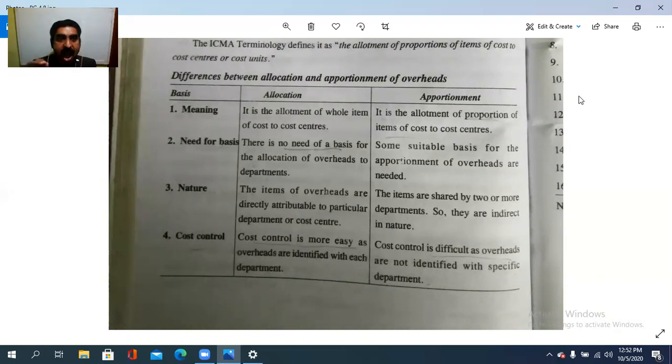It is the case with the apportionment. Then need for the basis. There is no need of a basis for the allocation of overhead to different departments.